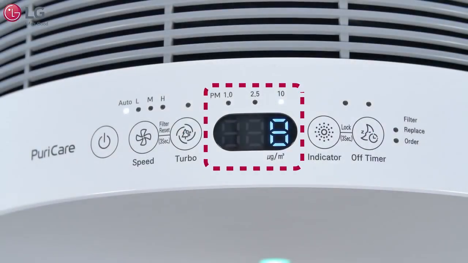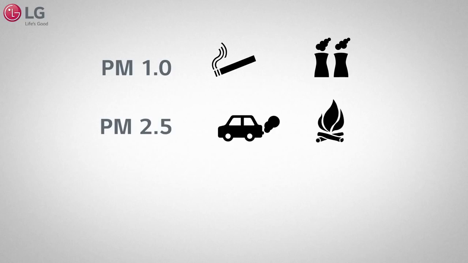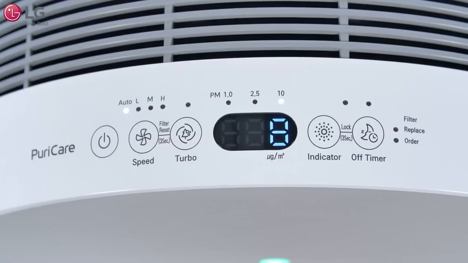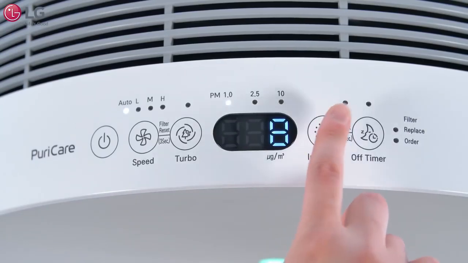The particle matter indicator display tells you the density of dust for 3 different particle sizes. PM1 refers to a dust size of 1 micron, such as cigarette smoke and smog, while PM2.5 refers to a dust size of 2.5 microns, such as motor vehicle exhaust and wood-burning fires. And PM10 refers to a dust size of 10 microns, such as dust stirred up by vehicles. Repeatedly press the indicator button to toggle through your particle matter options.